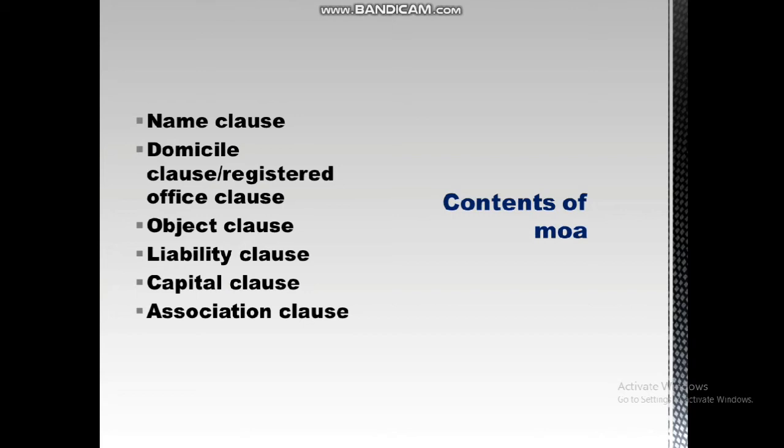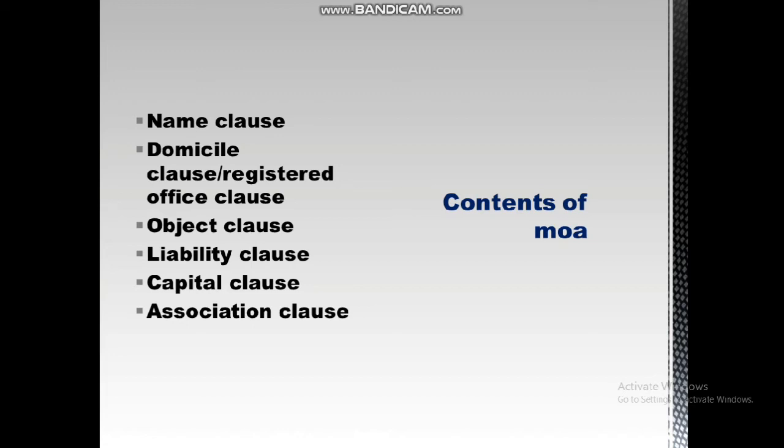And the fifth one here is capital class. This class states the amount of share capital with which the company is registered and the mode of its division into shares of fixed value. That is, the number of shares into which the capital is divided and the amount of each share. If there are both equity and preference shares, then the division of the capital is to be shown under these two heads. And the final content of MOA is association class.